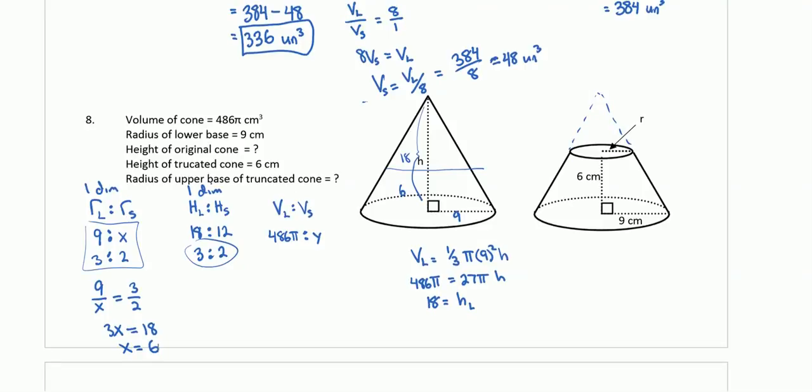And so let's see if we found what we were looking for. The height of the original cone, the height of the larger cone, is 18 centimeters. We wanted that. And then we wanted the radius of the lower base, the radius of the upper base, which is the radius of the smaller cone, and we found that as 6 centimeters.